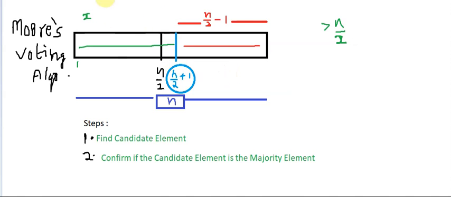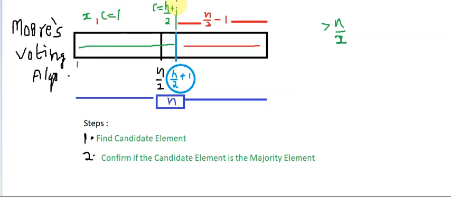The concept is very simple. You assume the very first element to be the candidate element x, okay? Then you track the count of that particular element. At the very first encounter, its count will be 1. You keep traversing the array forward, and when you reach this n by 2 plus 1 position, the count will obviously become n by 2 plus 1, right?